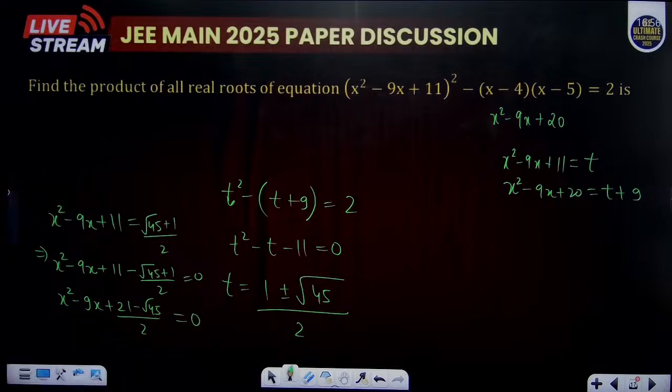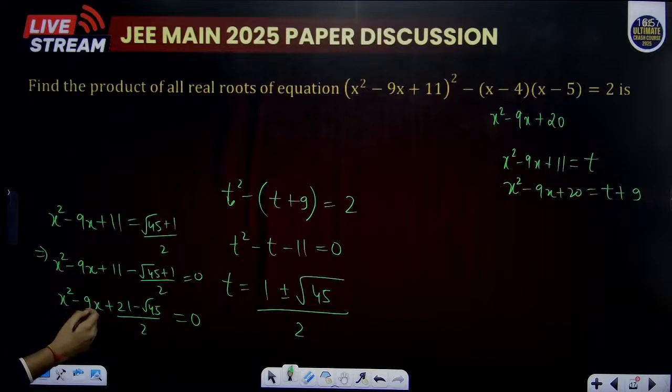Now, in order to find out the product of all real roots of this equation, I don't have to find the roots entirely. Product of roots is given by c by a, right? So you don't have to find the root. You just have to check whether this equation has real roots or not. If the equation has real roots, you can directly claim that c by a is your product of roots. So simply check the discriminant.